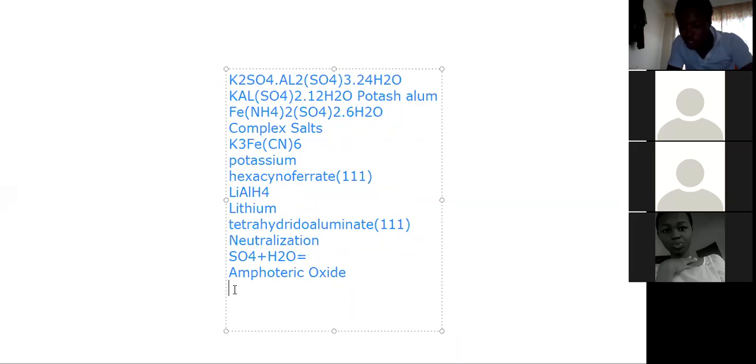Now let's consider the last one, neutral oxide. A neutral oxide is an oxide which shows neither basic nor acidic character. Example, carbon dioxide.